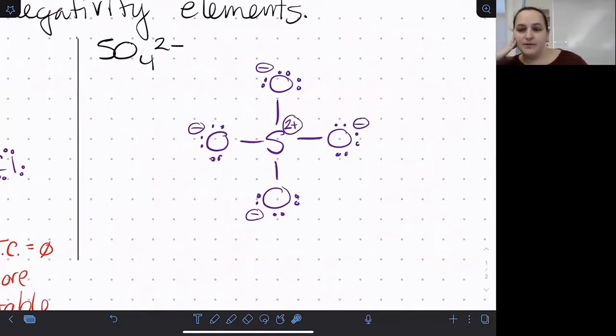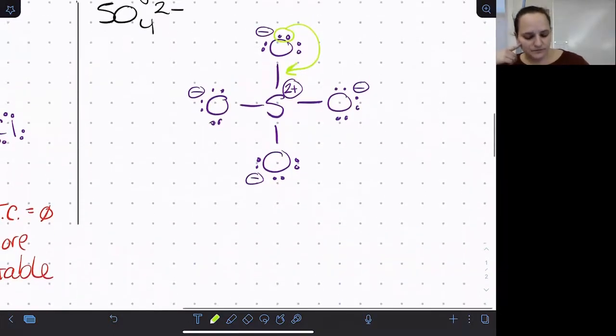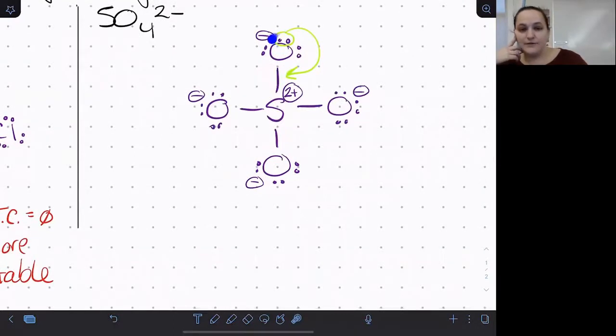So we're going to take a similar approach here. We can move some electrons away from a place that has a negative formal charge towards a place that has a positive formal charge. So we're taking a pair of non-bonding electrons and making them into bonding electrons. Instead of having full ownership of both of these, this oxygen is only going to have ownership of one of them, and then sulfur gets ownership of the other one.